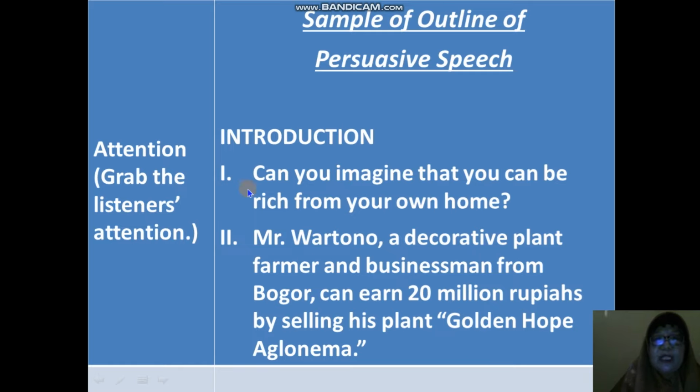The first one, can you imagine that you can be rich from your own home? Mr. Wartono, a decorative plant farmer and businessman from Bogor, can earn 20 million rupiahs by selling his plants, Golden Hope Aglonema. Here, I'm sure that everybody will pay attention on these statements because nobody wants to be poor. Everyone wants to be rich. And everyone would like to know how to earn 20 million rupiahs at a short time.